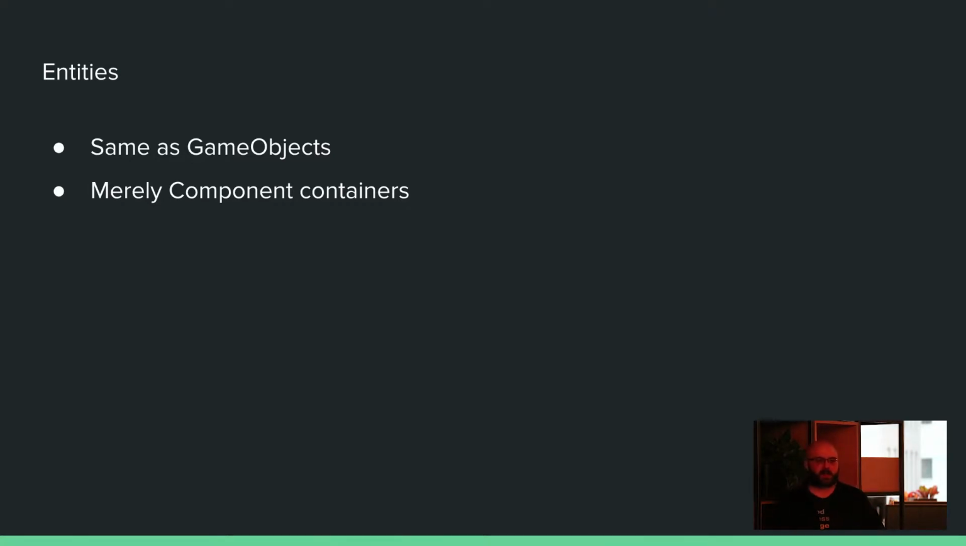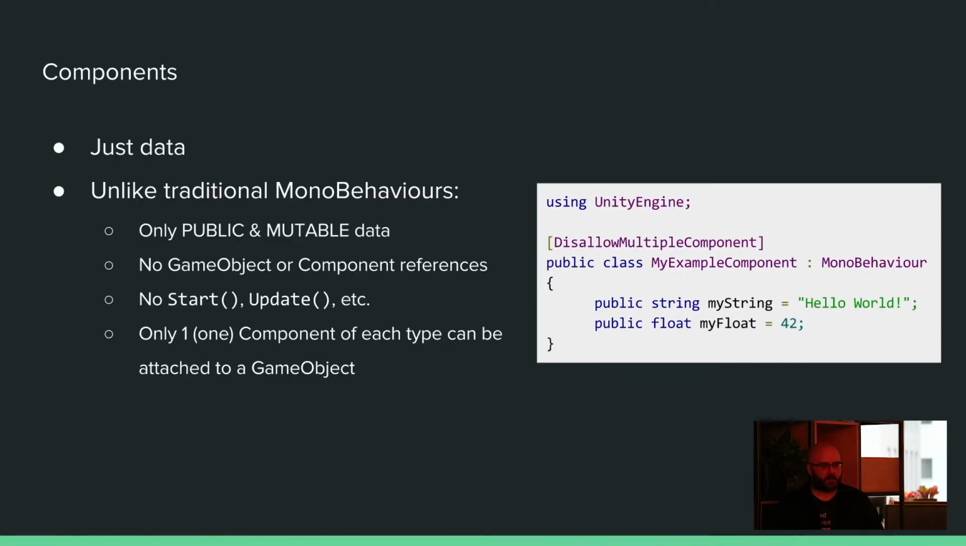So there's 3 parts of ECS. The first E stands for entities. They're the exact same as game objects. They're just component containers. That's about it. Components. They're like the components that you've already seen in Unity before. However, an ECS compatible component is just data. And unlike traditional monobehaviors, it's only public and easily mutable data.